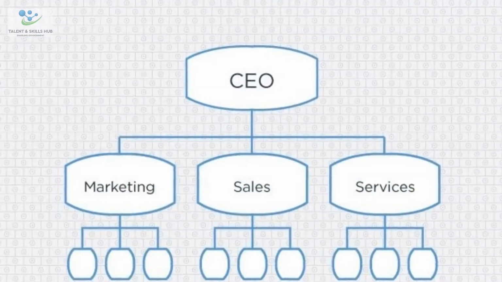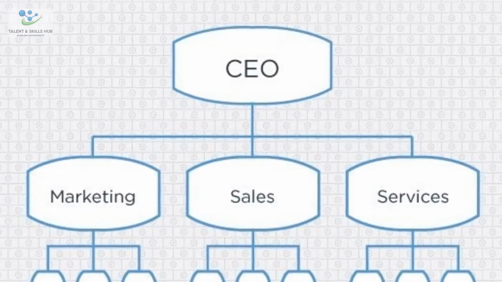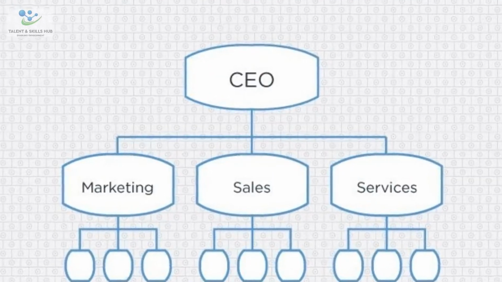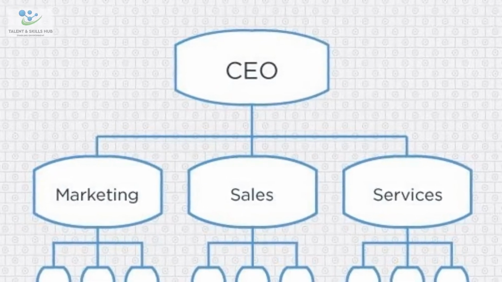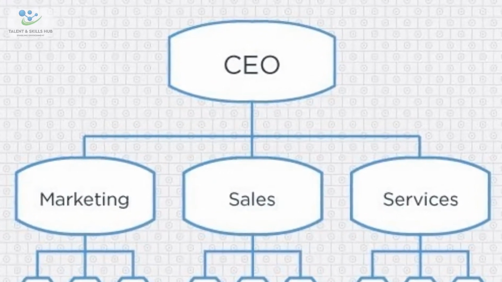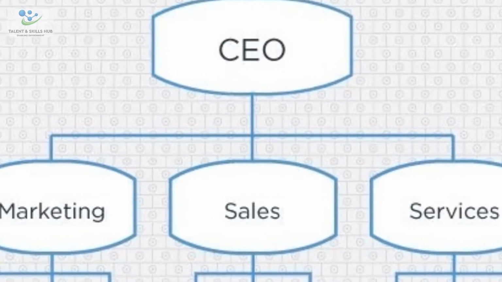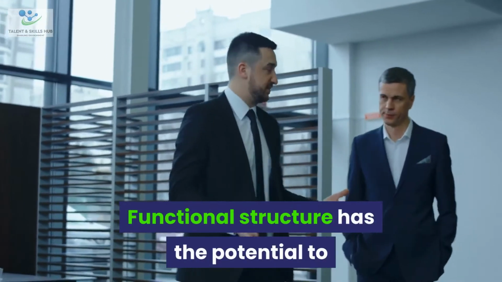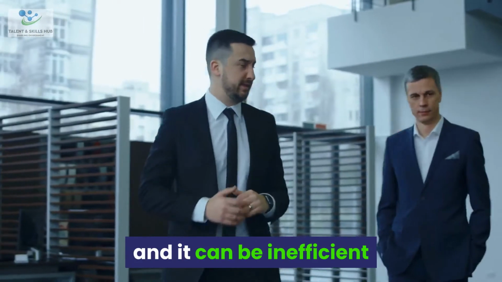Functional organizational structure. The functional structure departmentalizes an organization based on common job functions. An organization with a functional organizational structure, for instance, would group all of the marketers together in one department, group all of the salespeople together in a separate department, and group all of the customer service people together in another department.